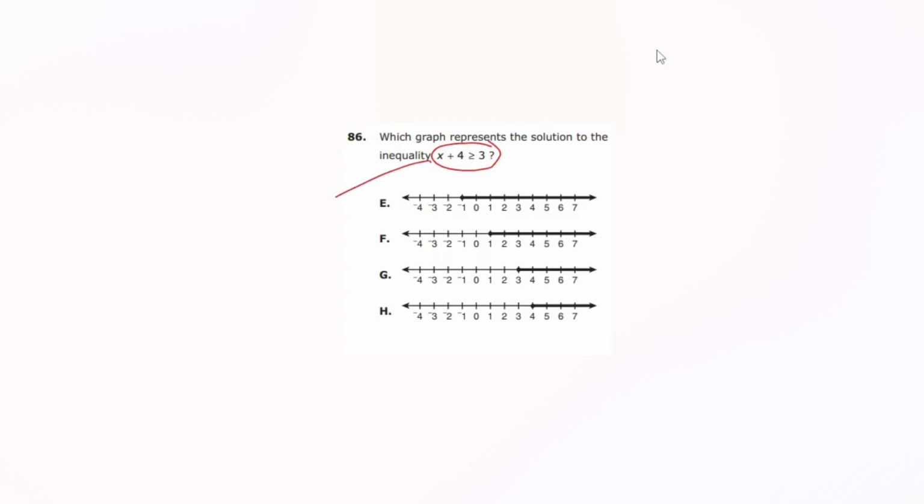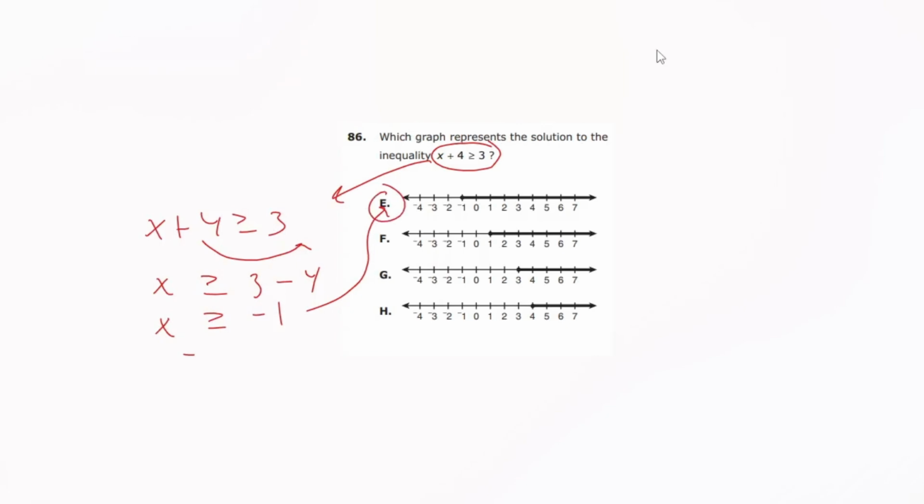What you have to do is state it in the form of x. So if x plus 4 is greater than or equal to 3, then I would move this to the other side, right? It would be x has to be greater than or equal to 3 minus 4, and therefore x has to be greater than or equal to negative 1. So just match the graph accordingly. So x is greater than or equal to negative 1. It looks like it's number E here, right? So circle letter E.